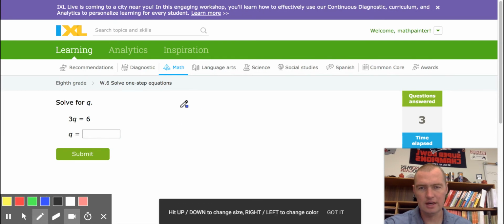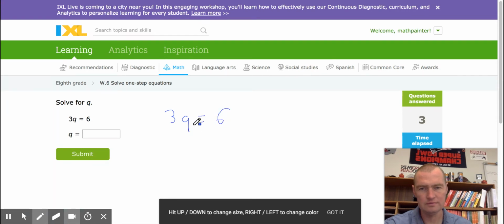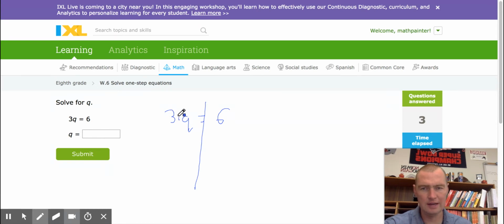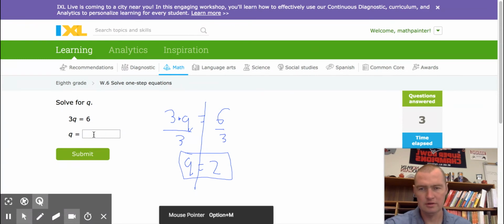Okay, next step, we have 3q equals 6. Notice here that it's 3 times q. Whenever you have a number and a variable next to each other, that is a multiplication problem. So on both sides we're going to divide by 3, and therefore q equals 6 divided by 3, which is 2. So now I just take my 2 and plug it in.